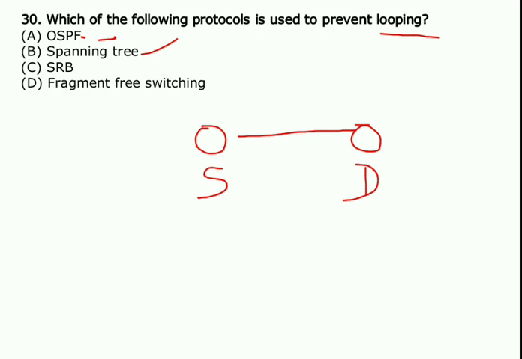Whereas SRB, source route bridging, is a protocol for bridging in token networks, but it doesn't prevent looping. And the next one is fragment-free switching, a method of switching that forwards frames after verifying the first 64 bytes of data, but it is unrelated to loop prevention. So the answer is spanning tree. The spanning tree protocol is a network protocol that builds a logical loop-free topology for Ethernet networks. So option A, B is correct.